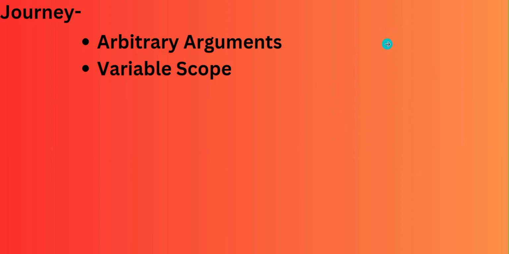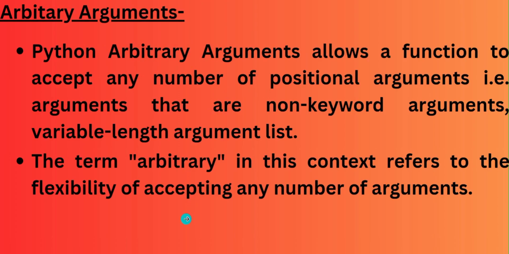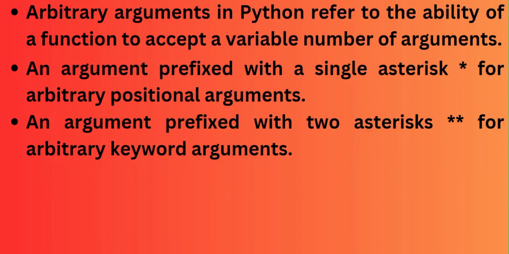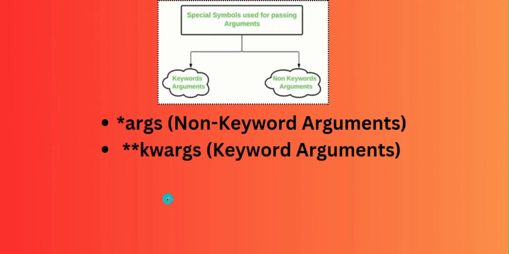In this video, we will discuss arbitrary arguments and variable scope. Arbitrary arguments allow a function to accept any number of positional arguments and also keyword arguments. An arbitrary argument prefixed with one star or asterisk is called non-keyword arguments or positional arguments. Keyword argument syntax is a variable prefixed with two asterisks. So you can use any variable name instead of these two.